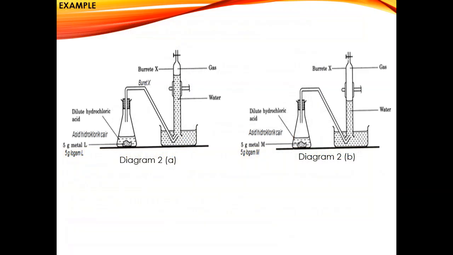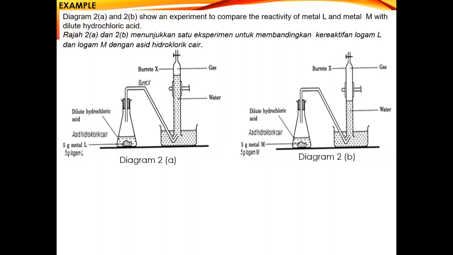Okay, let's look at this example. Another example they show here is to compare the reactivity of metal L and also metal M with the dilute hydrochloric acid. So example of the observation you can write. Actually, you can observe from here. The first one is the volume of gas, right?